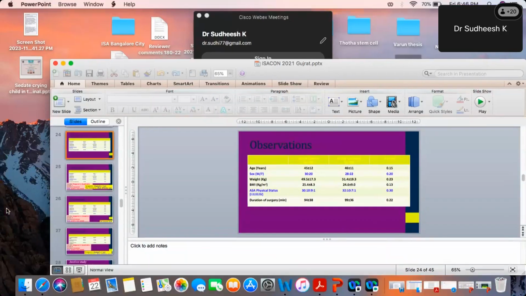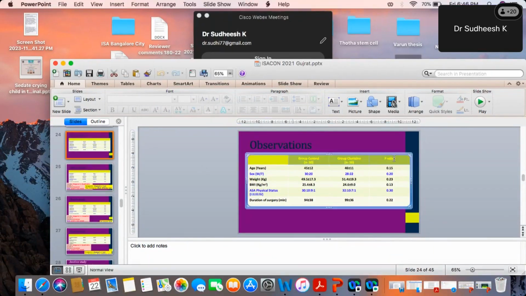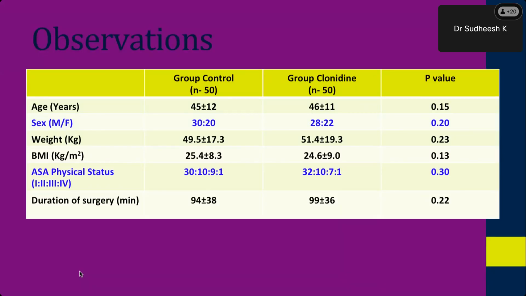Sorry for that slide. Yes. So these were the control group and clonidine group. So let us analyze one by one. What is age in years? Now, age in years is represented in the form of what kind of data is it? It is continuous quantitative data, isn't it? Continuous quantitative variable. That's why they represent it in the form of mean and standard deviation.